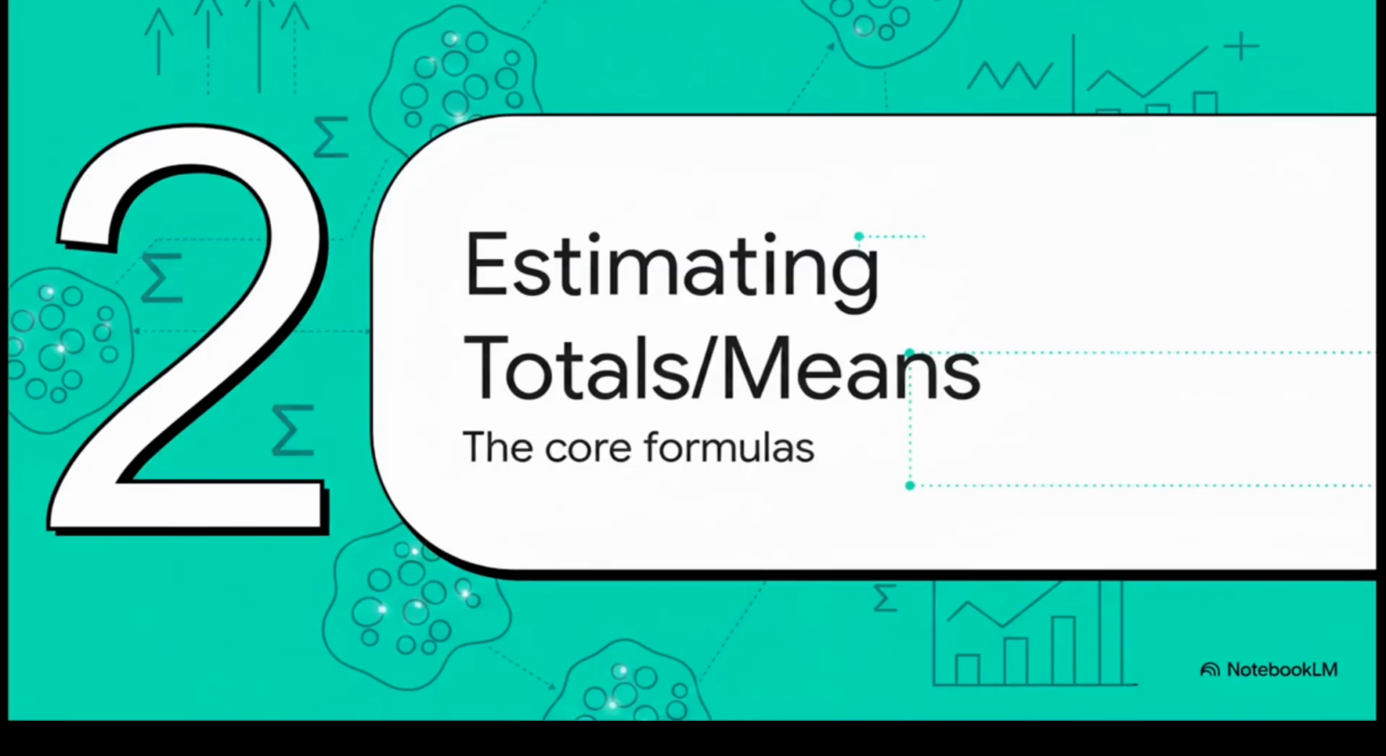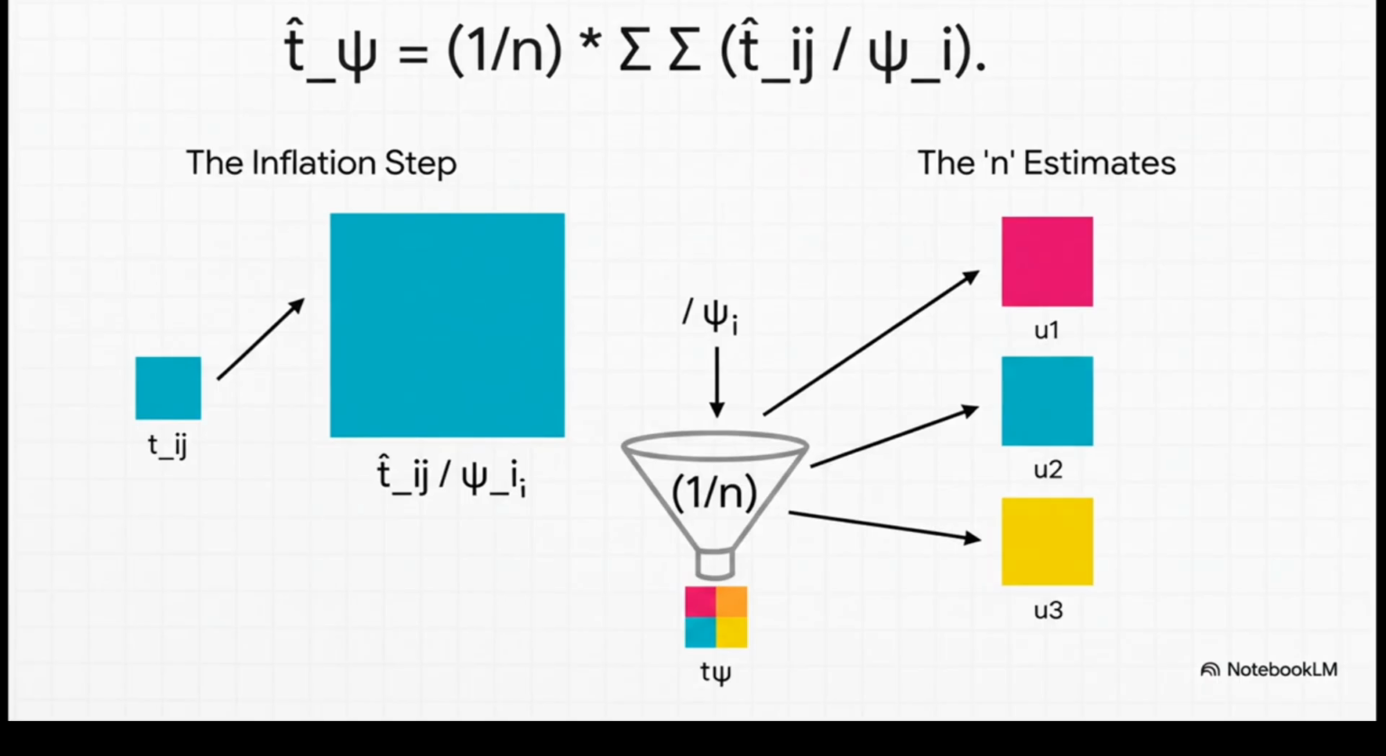All right, with those building blocks in place, we're ready to tackle the formulas. Now, I know these can look a little intimidating at first glance, but really, they're just clever adjustments to the simpler one-stage formulas. They're designed specifically to handle that extra layer of estimation we just talked about. This right here is the Hansen-Hurwitz estimator, and it's our main tool for estimating the total for the whole population.